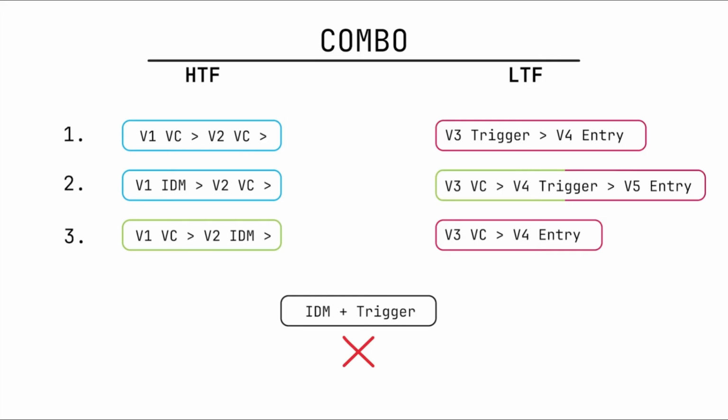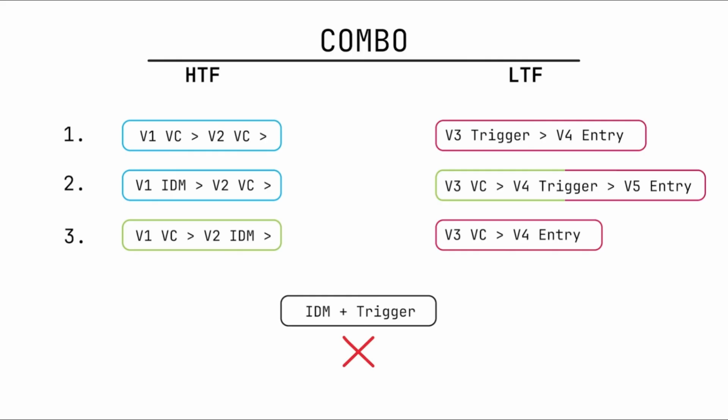Every time we analyze the market, we first focus on the high time frame logical elements, which are only 3. 1. V1 volume confirmation greater than V2 volume confirmation. 2. V1 inducement greater than V2 volume confirmation. 3. V1 volume confirmation greater than V2 inducement. If we do not find any of these logical elements, we simply do not proceed further. We may not even look at smaller timeframes. All we need to do in such cases is wait. Because the market rewards us when we wait for the right setup, rather than entering random positions.